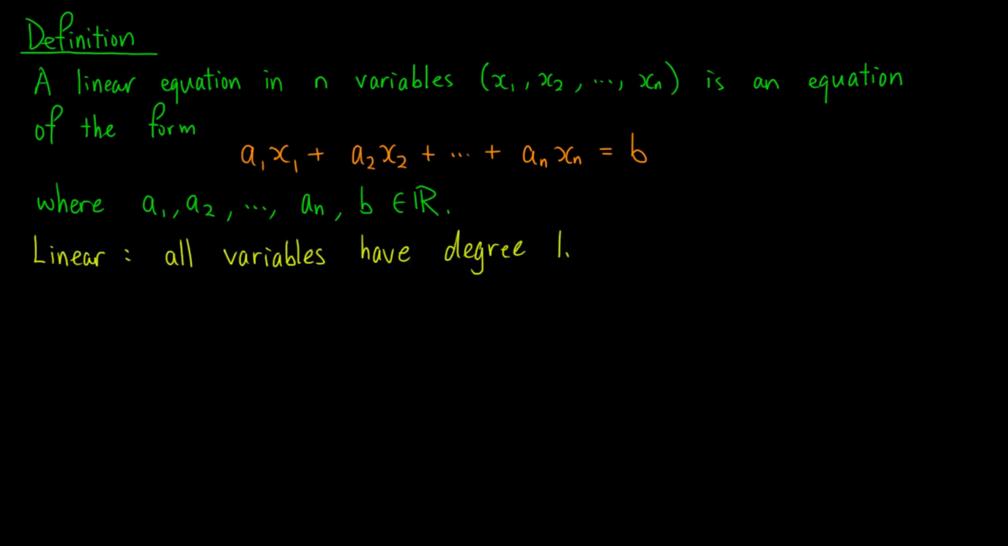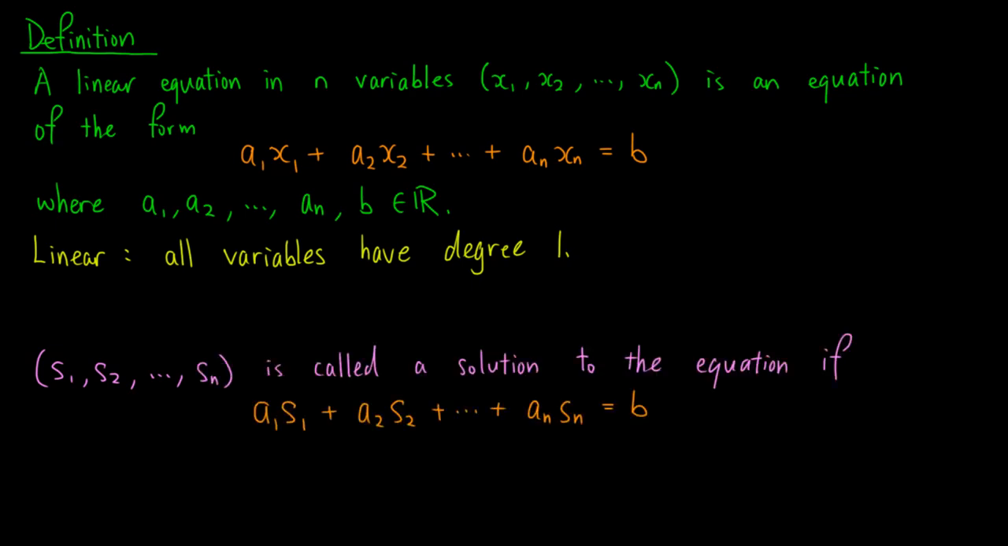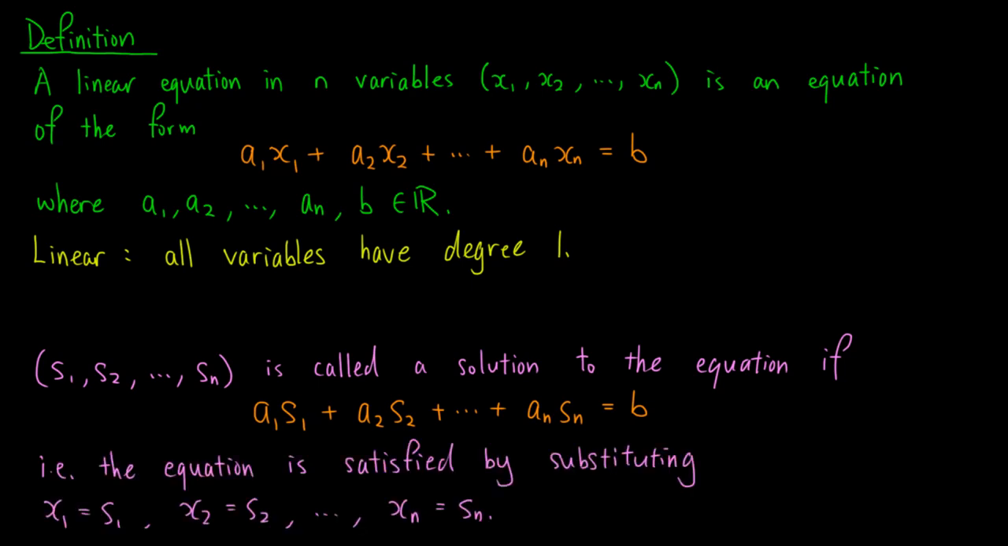The word linear means that all the variables have degree 1. In other words, there won't be squares, cubes, or any other powers appearing in the variables. A sequence of numbers, say s1, s2 up to sn, is called a solution to the equation if a1 times s1 plus a2 times s2 plus all the way to an times sn equals b. In other words, the linear equation is satisfied if we make the substitution x1 equals s1, x2 equals s2, all the way to xn equals sn.